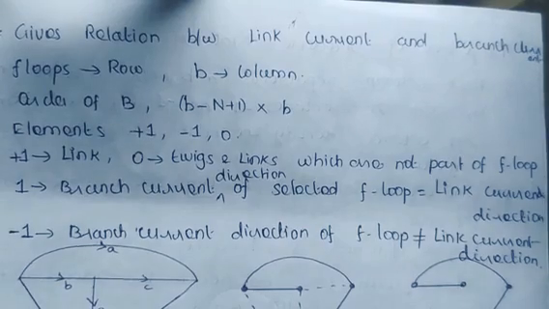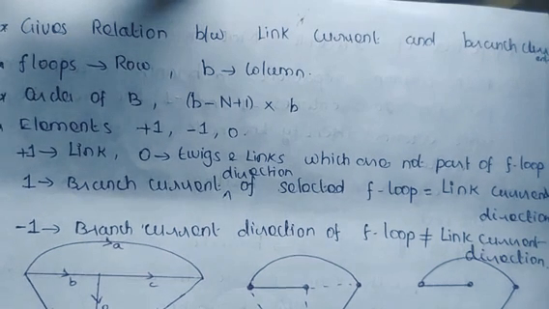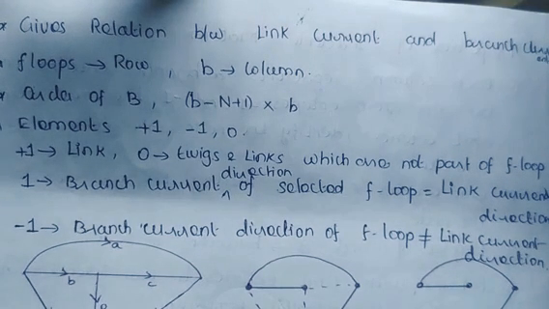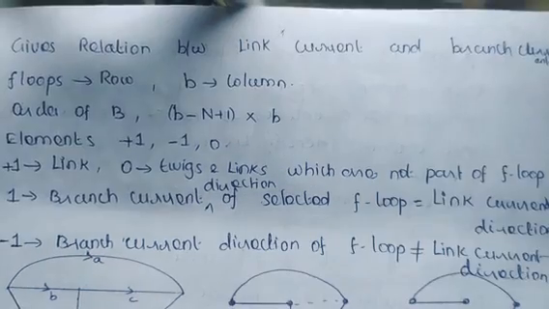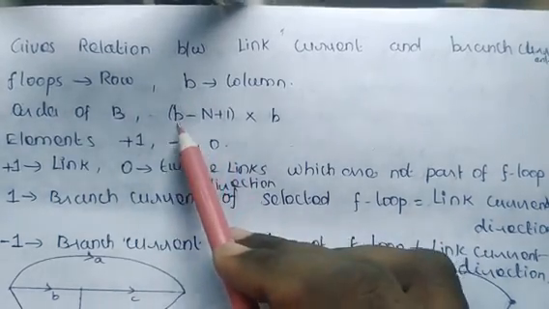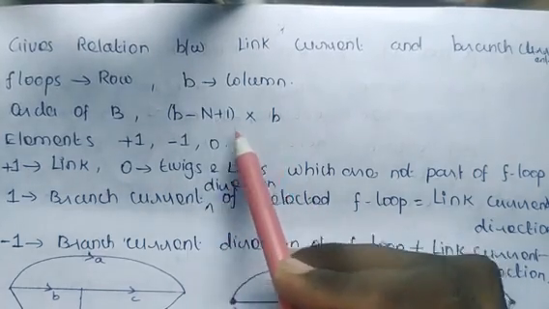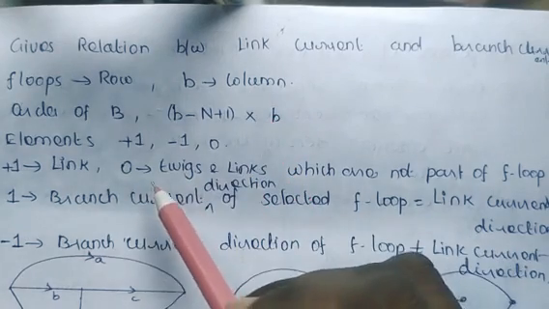Our tie-set matrix gives the relation between the link currents and the branch currents. Row size is equal to the number of fundamental loops, and column size is equal to the total number of branches in the original graph. So what will be the order of our matrix? Row size is the number of fundamental loops, which is equal to the number of links, that is B minus n plus 1. Already we have learned that, no? So the order of our matrix will be B minus n plus 1 by B, where B is the total number of branches in our graph.